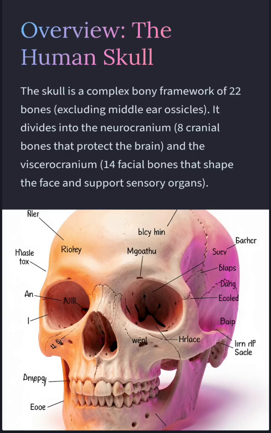Overview: the human skull. The skull is a complex bony framework of 22 bones, excluding middle ear ossicles. It divides into the neurocranium, 8 cranial bones that protect the brain, and the viscerocranium, 14 facial bones that shape the face and support sensory organs.